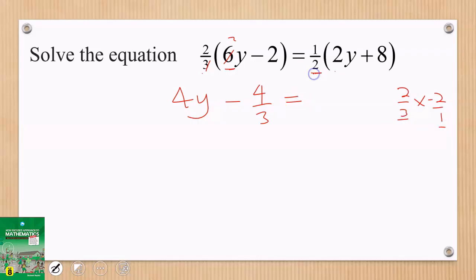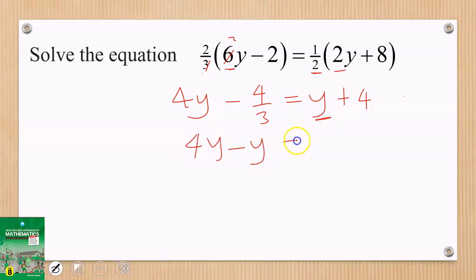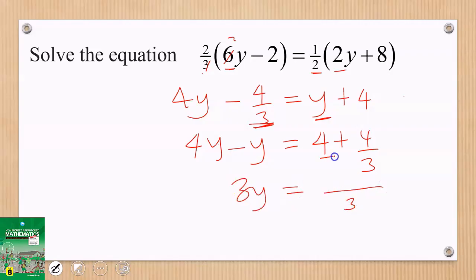We come here. Half times 2y will give us just y, meaning the 2 would cancel the 2. Plus half times 8 will give us 4 as well. So trying to group like terms, we have our 4y here. Move this y to become minus y here. Then we have 4 here. Move this to become plus 4/3. Whilst we subtract this to give us 3y, we simplify this by finding the LCM. Okay, so here is over 1. 1 divides 3 as 3 times 4 will give us 12. Plus 3 divides 3 as 1 times, that will give us 4.